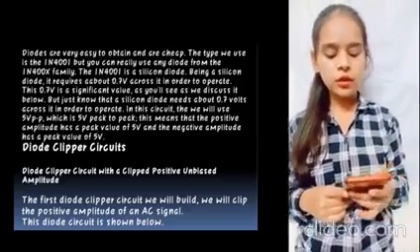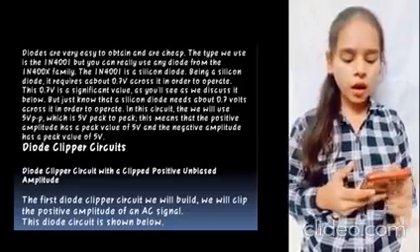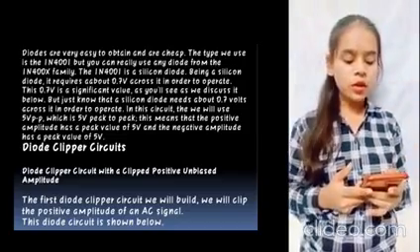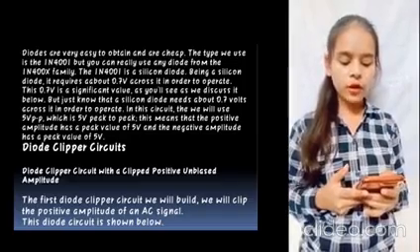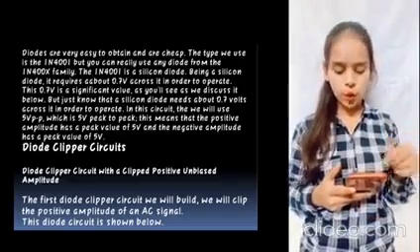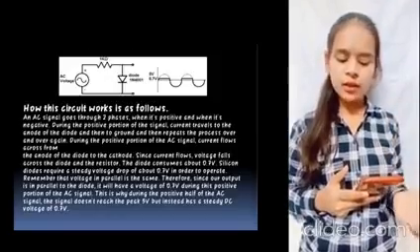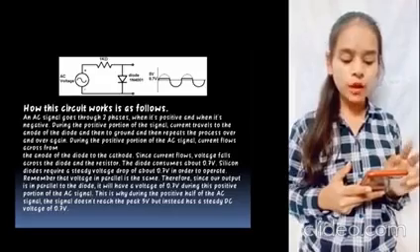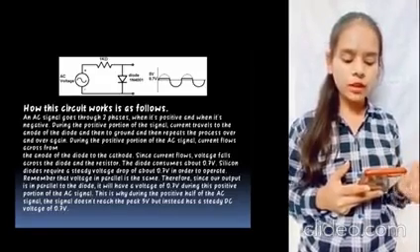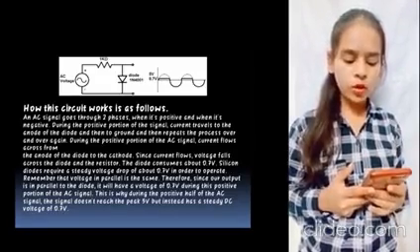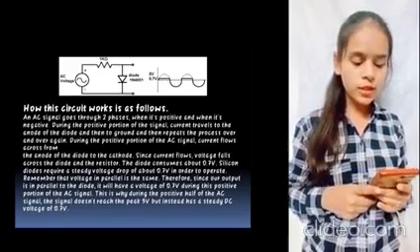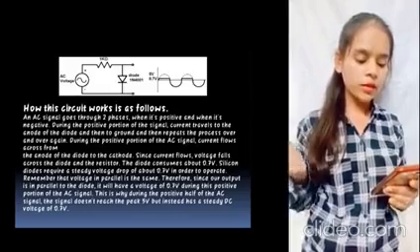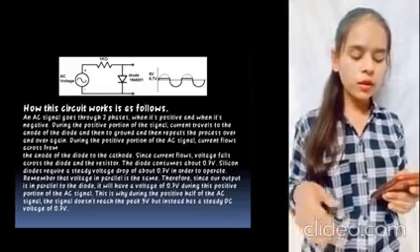Diode clipper circuit clipping the positive unbiased amplitude. The first diode clipper circuit we will build will clip the positive amplitude of an AC signal. This diode circuit is shown below. How the circuit works is as follows. An AC signal goes through two phases, when it's positive and when it's negative. During the positive portion of the signal, current travels to the anode of the diode and then to ground, and this process repeats over and over again.